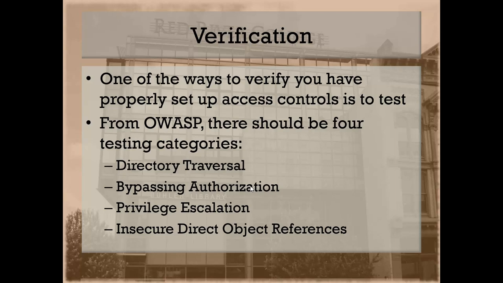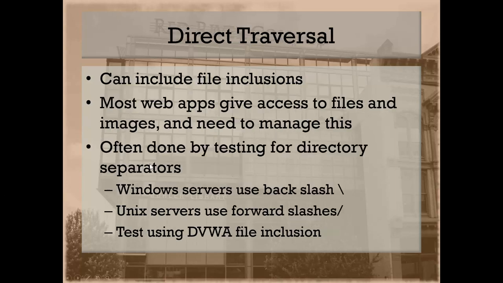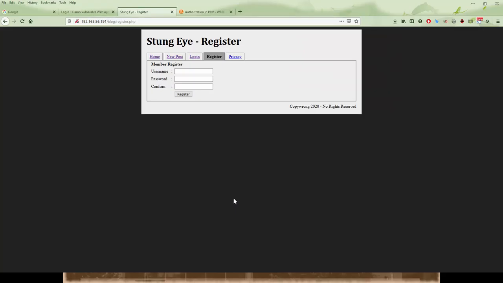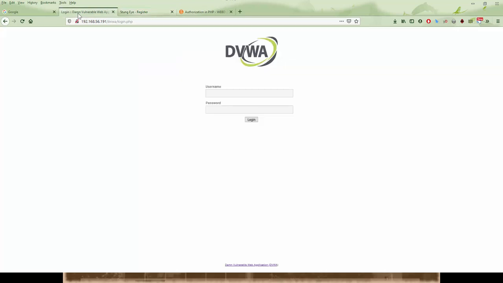Okay. Before we take a look at directory traversal, a couple of things need to be understood. First off, we're going to take a look at the OWASP, the correction, the DVWA.